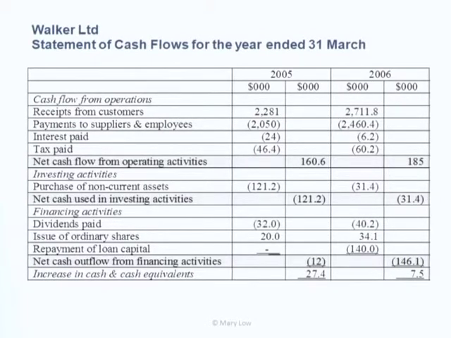And look at financing activity. You see from 06 to 05 is a lot different. Why is it a lot different? Because you use your cash for repayment of loan capital, 140. Negative means cash outflow. The firm tried to deleverage. The firm tried to use less debt in 2006.